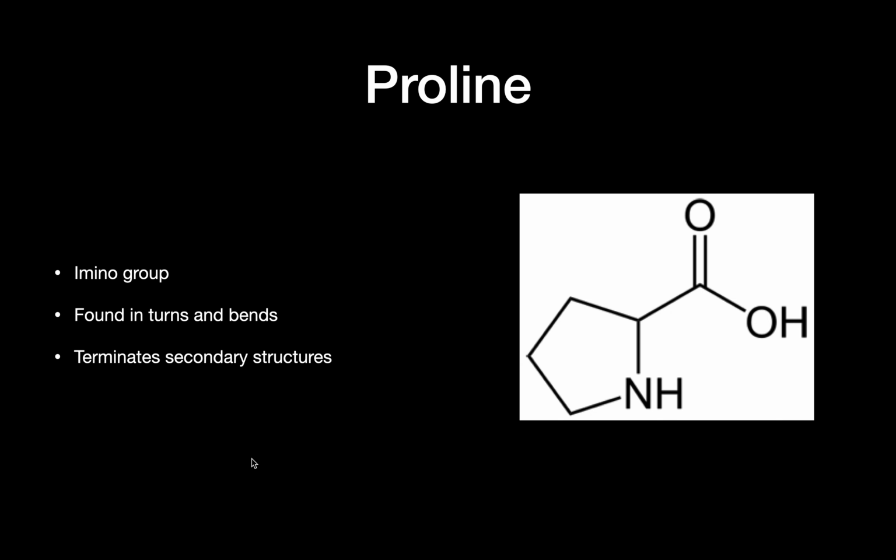Proline. So proline is the redheaded stepchild of the amino acid family. Unlike most amino acids, it doesn't follow the structural formula. So here you can see the carboxylic acid group, but here the functional group is attached to the amine group, and it forms something called an imino group. Now, these imino groups are really important because they're found in the turns and the bends of protein structures, and they terminate those structures.